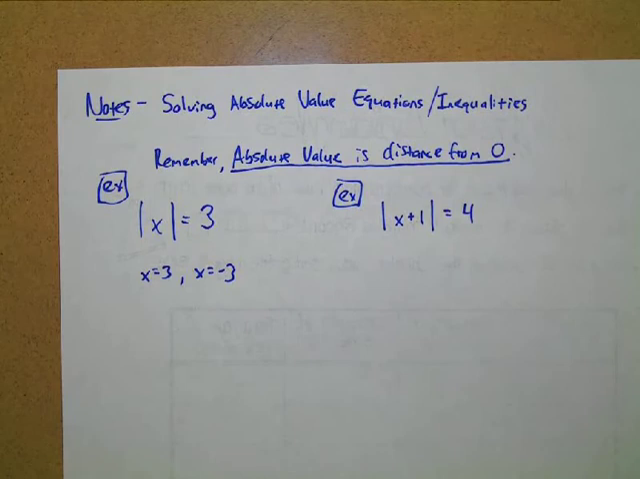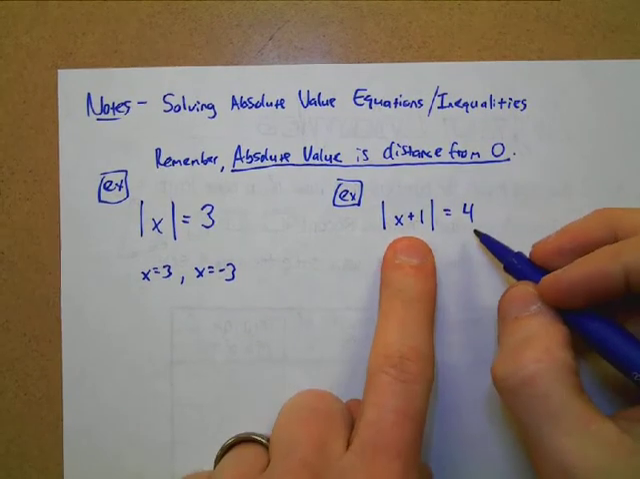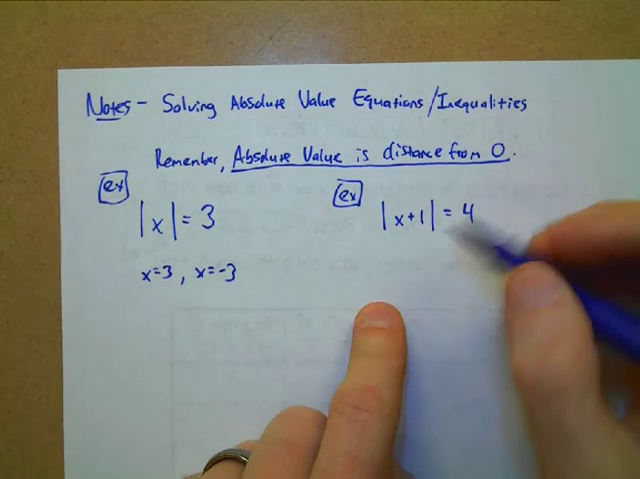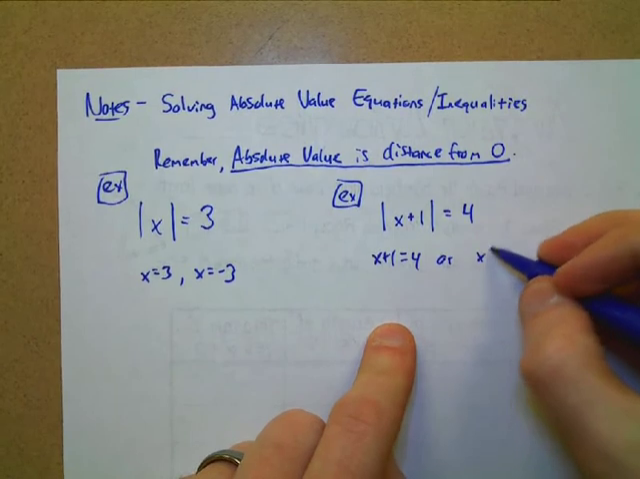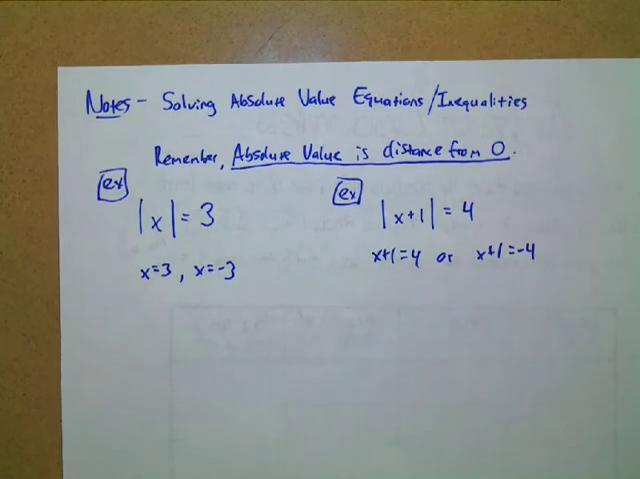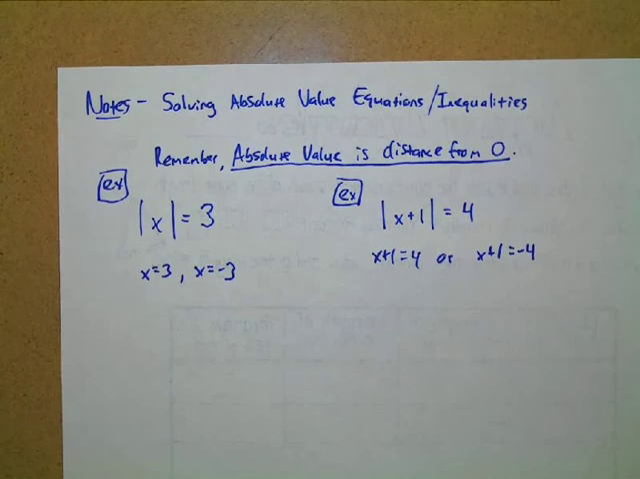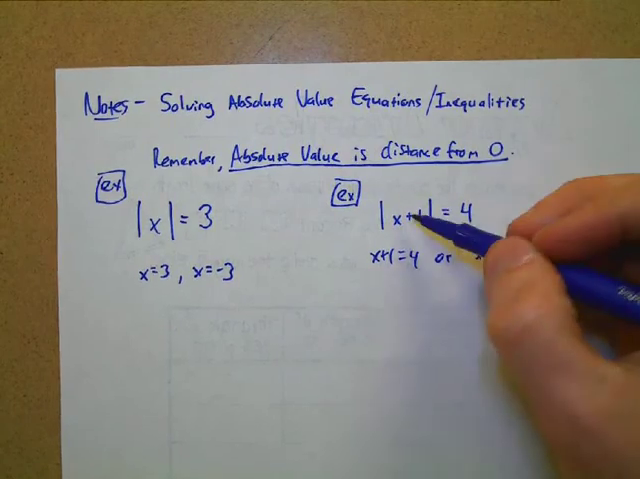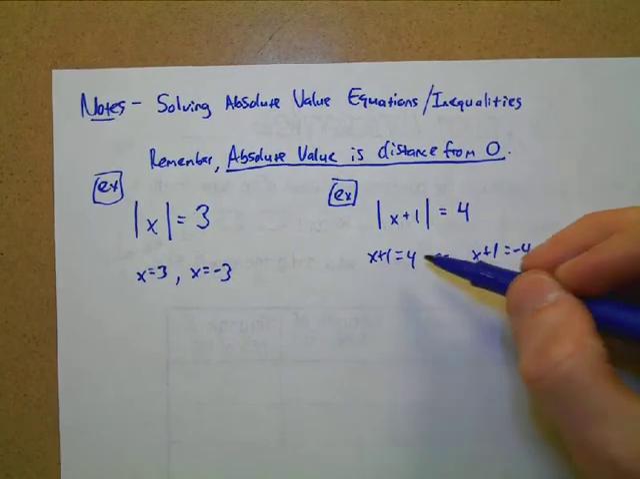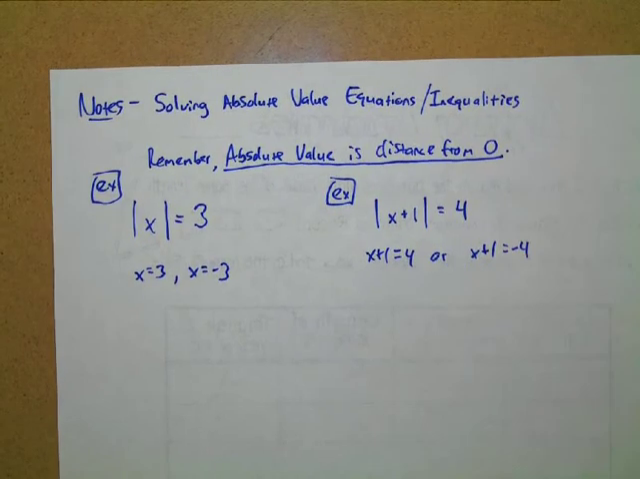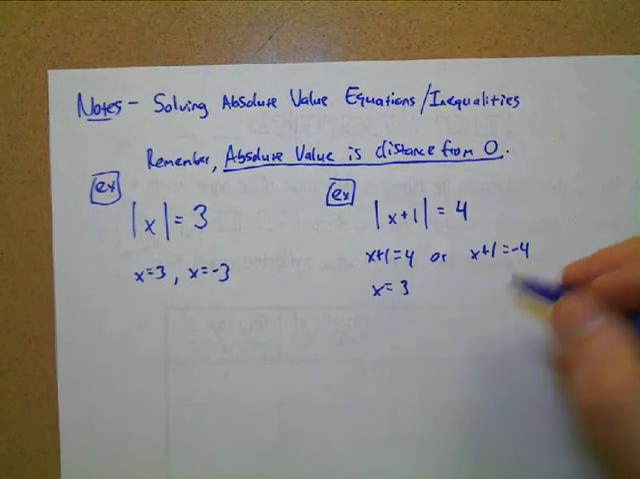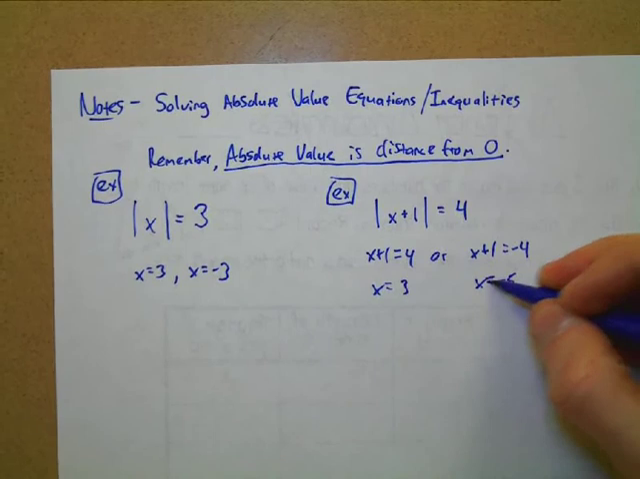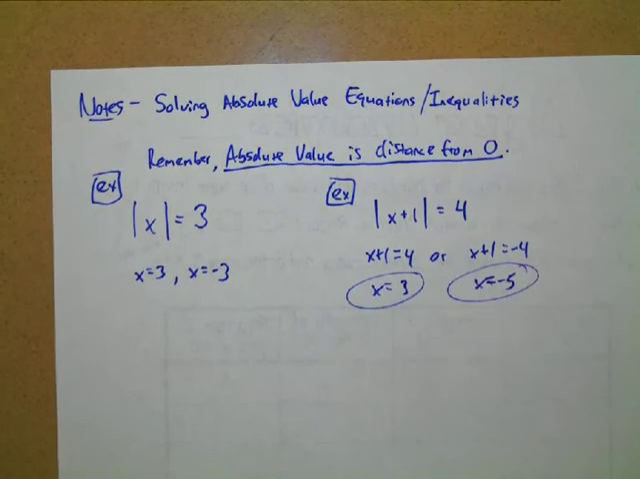So, in other words, for this equation to be true, for its distance to be 4 units away from 0, either x plus 1 has to equal a positive 4, or x plus 1 has to equal a -4. And then you just solve that simple equation. So you get x equals 3, or x equals -5. So there are your 2 answers there.